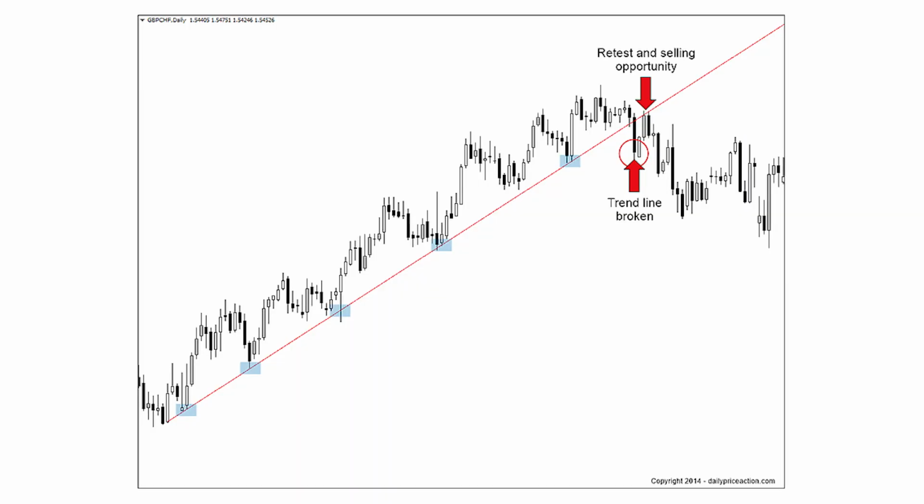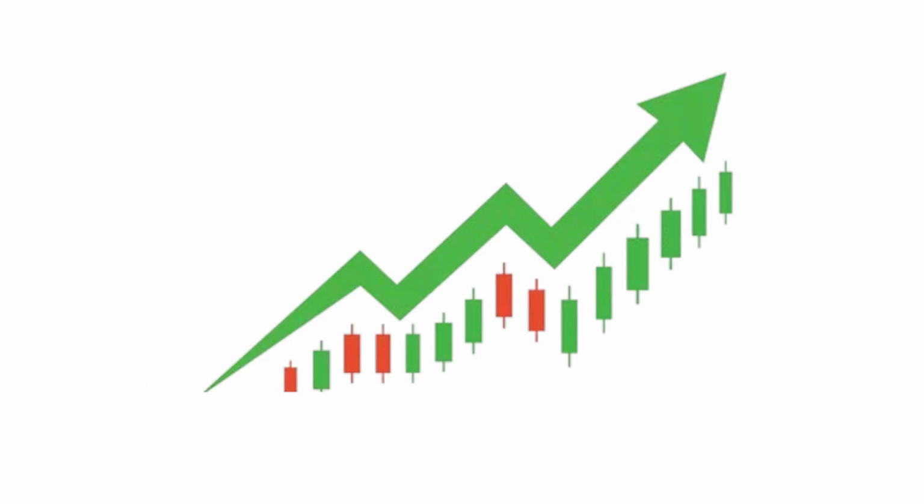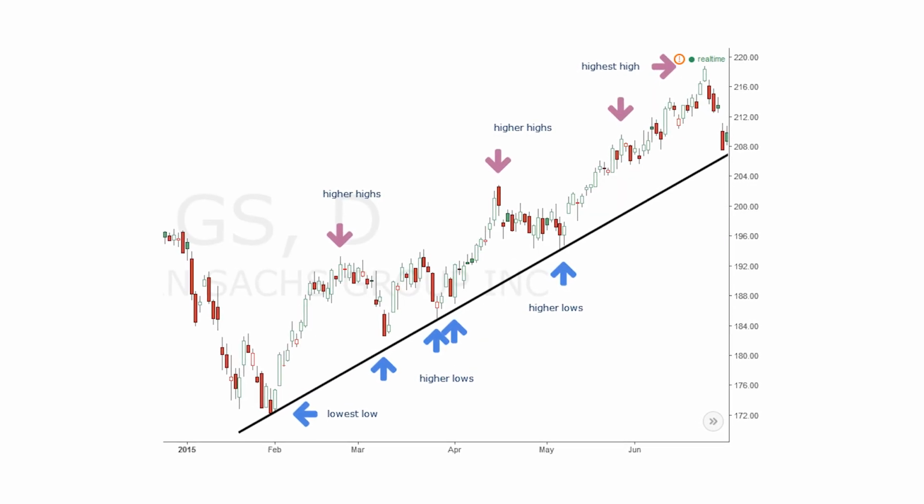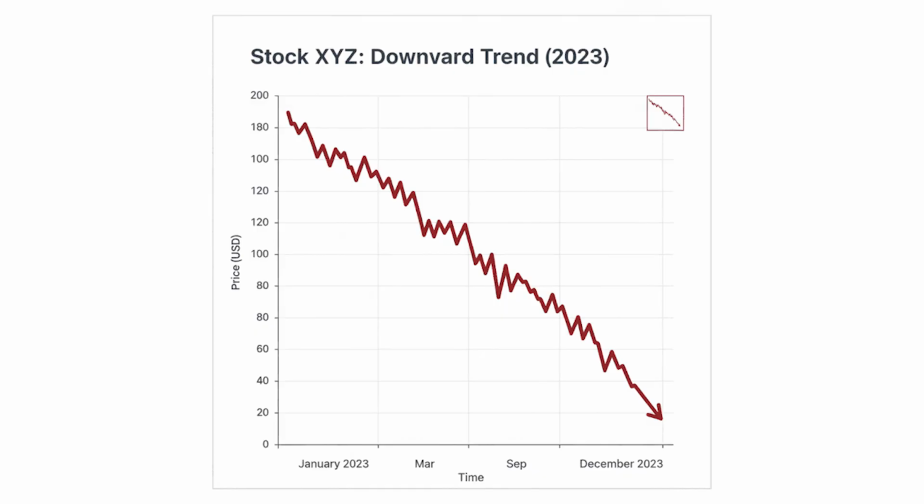In an uptrend, you draw a line connecting the bottoms of the stairs. That line slopes upward and acts like a ramp. The stock tends to bounce off this ramp and keep climbing. In a downtrend, you draw a line connecting the tops of the stairs. That line slopes downward and acts like a slide. The stock tends to get pushed down by this slide and keep falling.